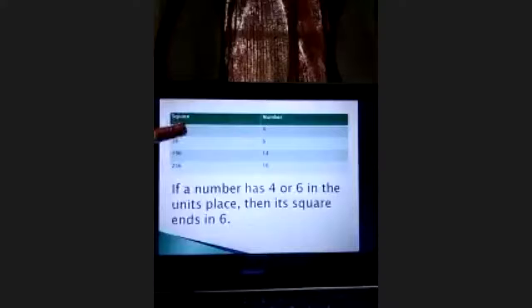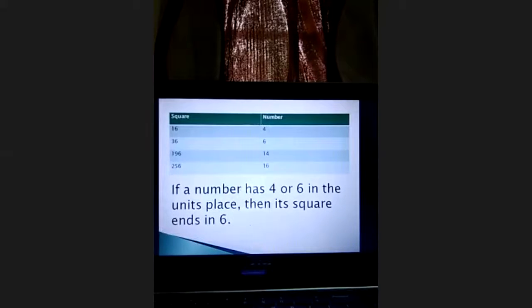Now, the next slide: squares of a few numbers are given. They all are ending with 6. 16 is the square of 4. 36 is the square of 6. 196 is the square of 14. And 256 is the square of 16.